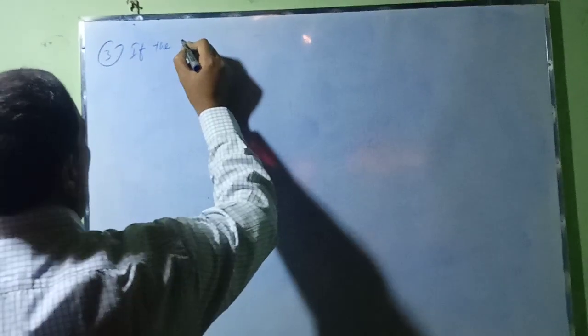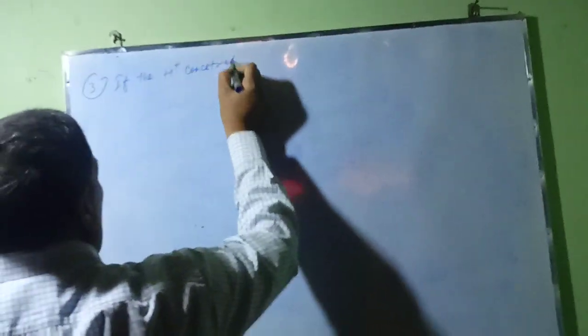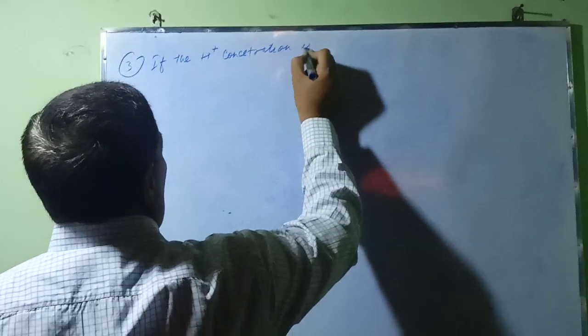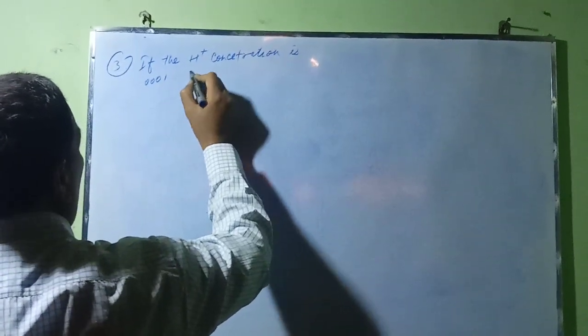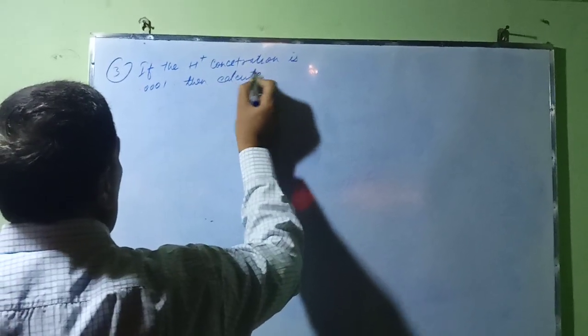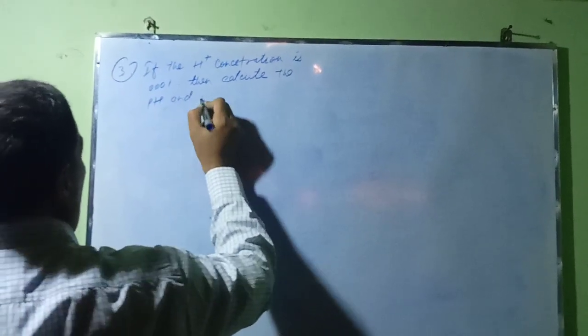Question number 3. If the hydrogen ion concentration is 0.0001, then calculate the pH and its nature.